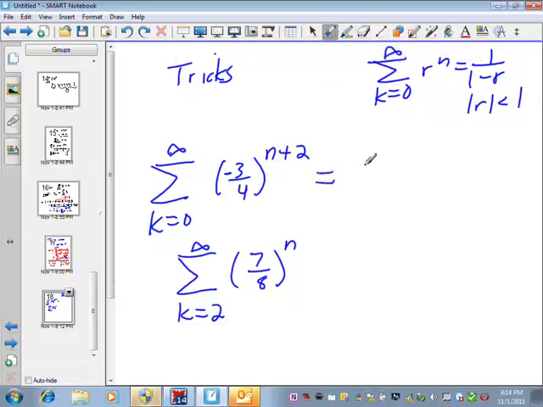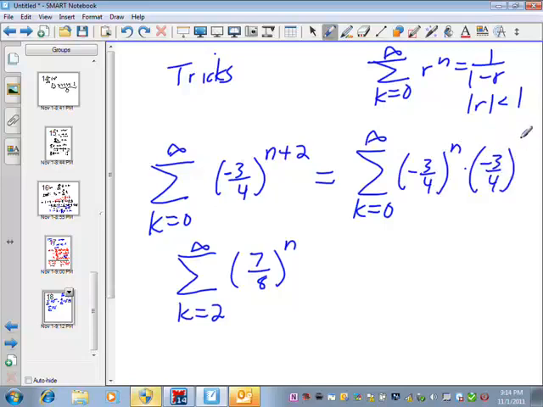How do I turn this into what I want? I simply make the remark that this is equal to the sum, k equals 0 to infinity, of minus 3/4 to the n. I need that, so I'm going to put it there, and everything else I'm just going to pay for. But it's times what? Minus 3/4 to what power? Yeah, n plus 2. And you just pull it out.